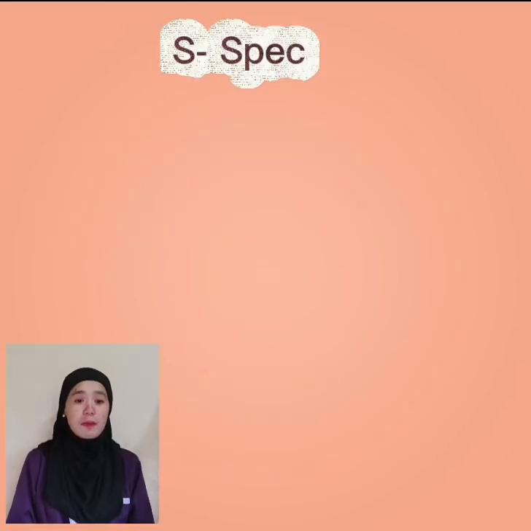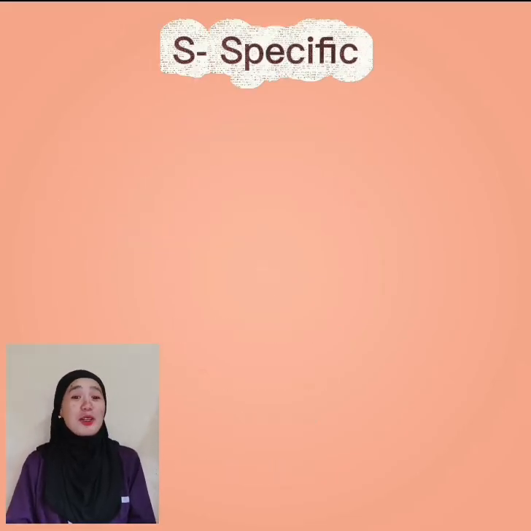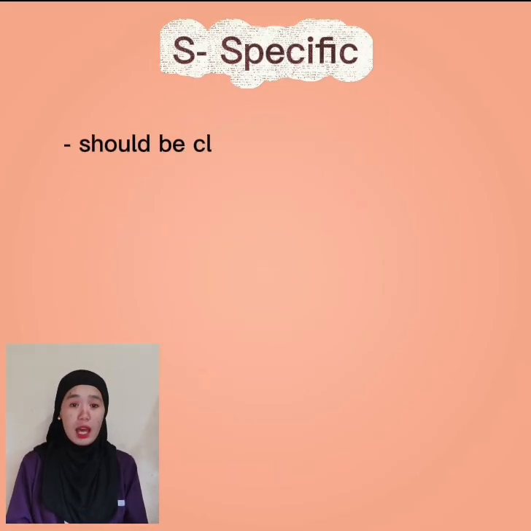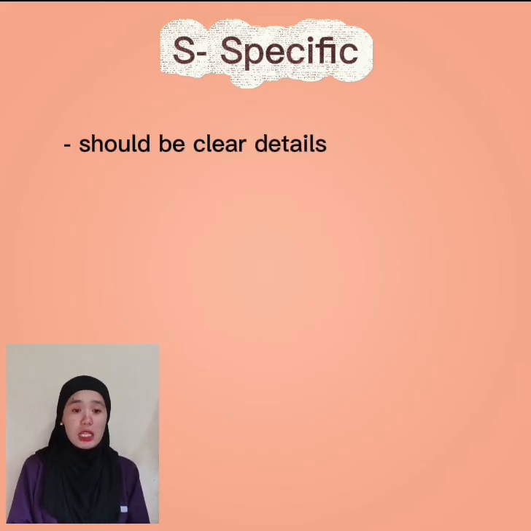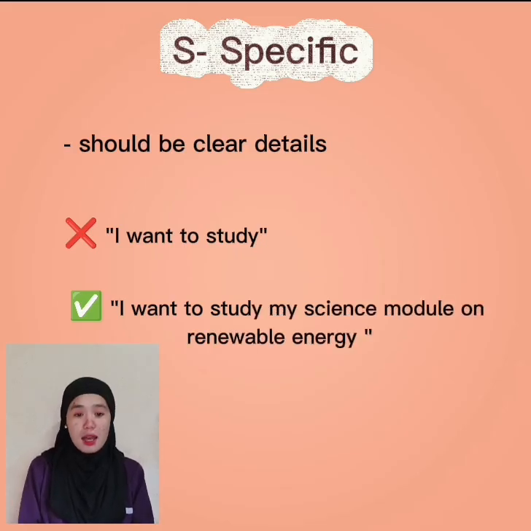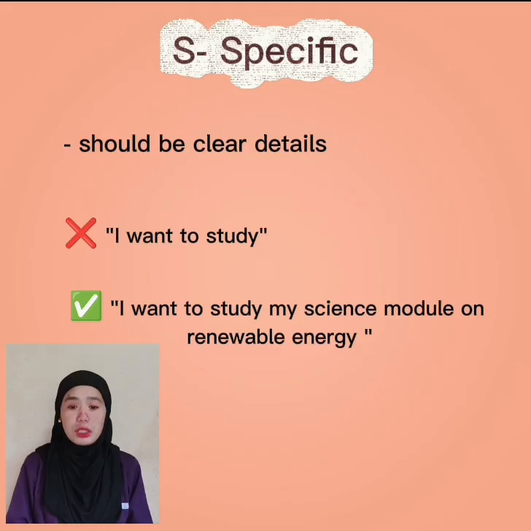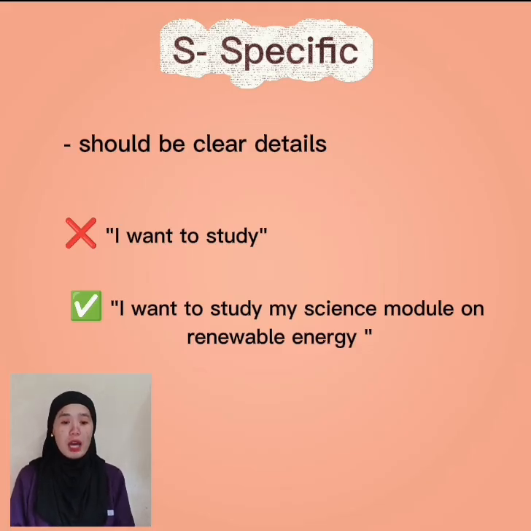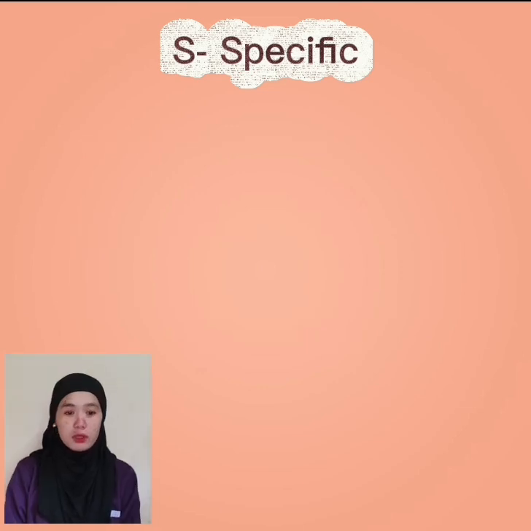S, specific. Specific means your goal should be clear and detailed. Instead of saying, I want to study, say something like, I want to study my science module on renewable energy. We avoid vague goals because they don't tell us what to do.